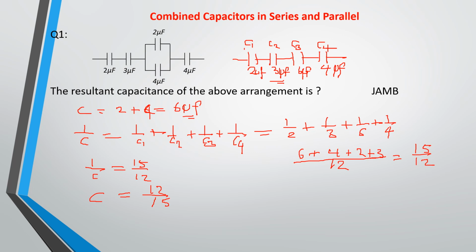So by the time you work this out, you're going to have 0.8 microfarad. Quite simple, right? So that is how to solve for combined capacitance. This is a typical example of combined capacitors in series and in parallel, and this is how to work through it. We're going to solve another problem now too.